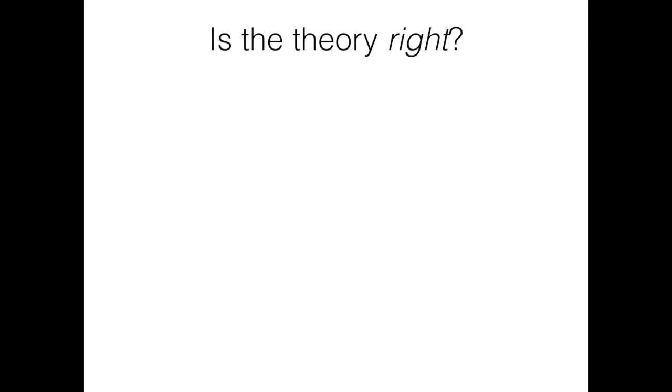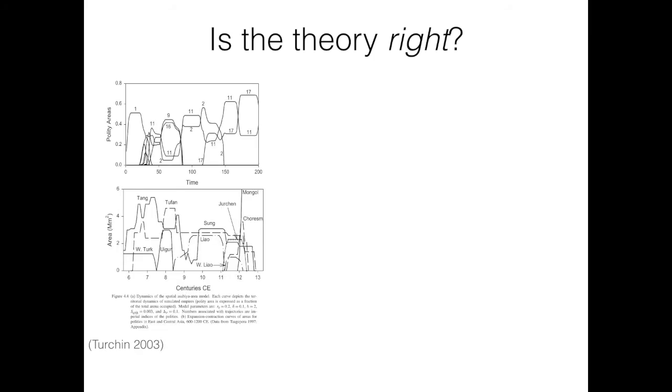Okay, the big question, is this theory right? So in his book, Historical Dynamics, Peter Turchin notes a strong similarity between the model output and the actual historical dynamics that we saw already of these empires of East and Central Asia over a 600-year period. So I've reproduced figure 4.4 from this book. So this is a nice demonstration of possibility, right? The assumptions generated the sort of dynamics that are seen empirically.